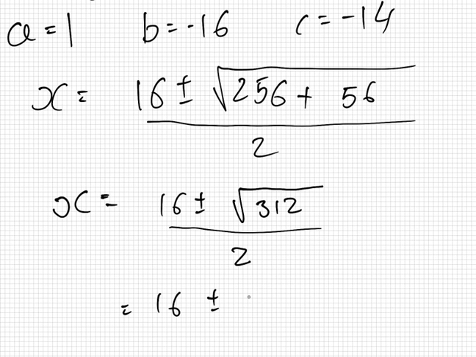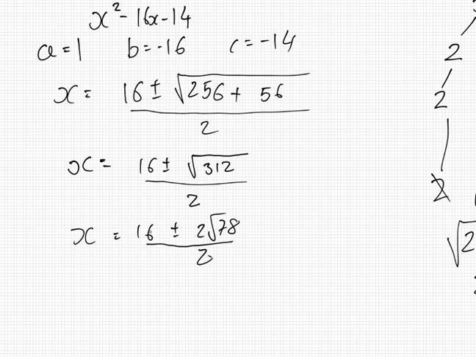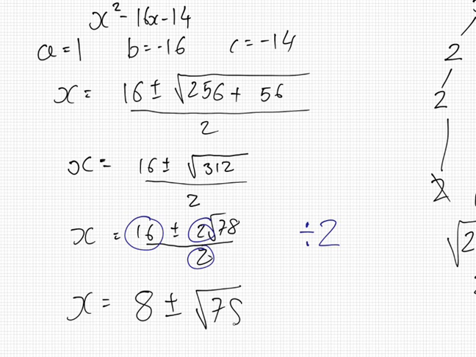16 plus or minus 2 root 78 over 2. Okay? What's in common with all of these 3 numbers here? 2. So you can divide everything by 2, and you get x equals 8 plus or minus root 78. And that's the answer. Shouldn't we put it as a decimal? No, not in this case, because the question says they want the answer like this.